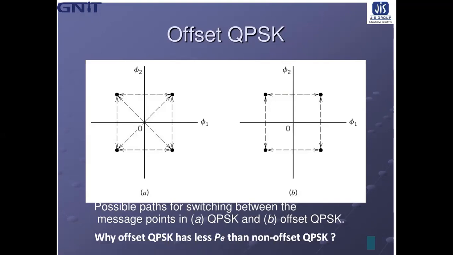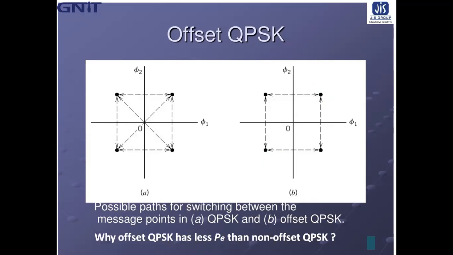Now the question is, which has the lower error probability, offset QPSK or non-offset QPSK? Obviously, the answer is offset QPSK has less error probability compared to non-offset QPSK. Why? In case of offset QPSK, we are not allowing 2-bit error. Plus minus 180 degree phase shift is not allowed. That means 2-bit changes are not allowed.